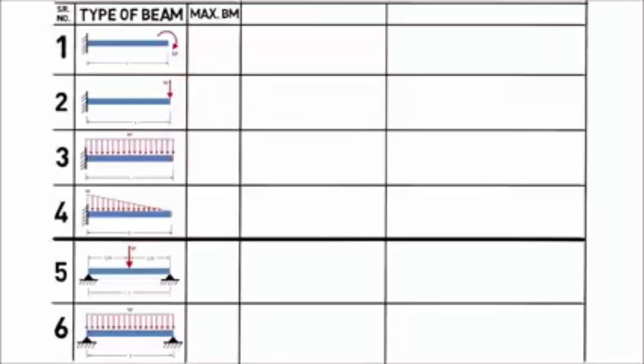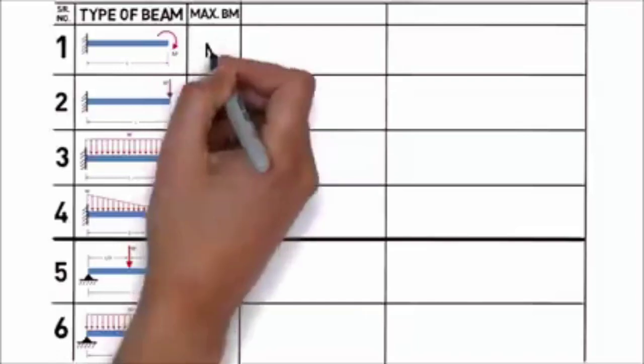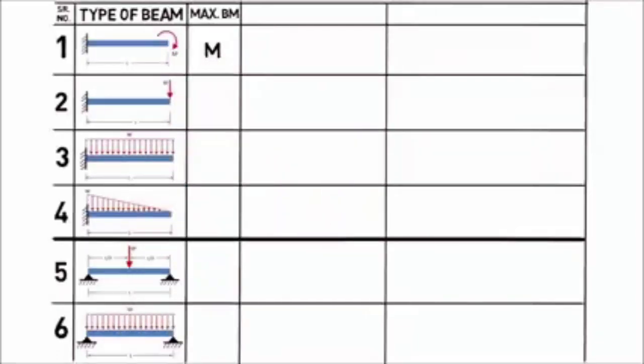As we all know, the maximum bending moment in a cantilever beam will occur at the fixed end, hence taking moment at the fixed end. While in a simply supported beam, the maximum bending moment will occur at the center, hence taking moment at the center. In the first case, the maximum bending moment is M itself, because a single moment is there which will keep the bending moment constant throughout its length. In the second case, taking moment at the fixed end, the maximum bending moment will be W into L.